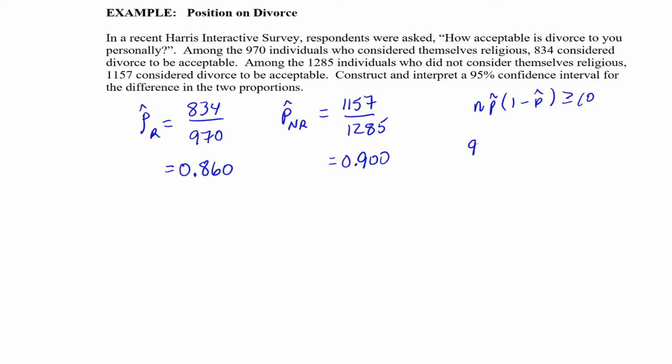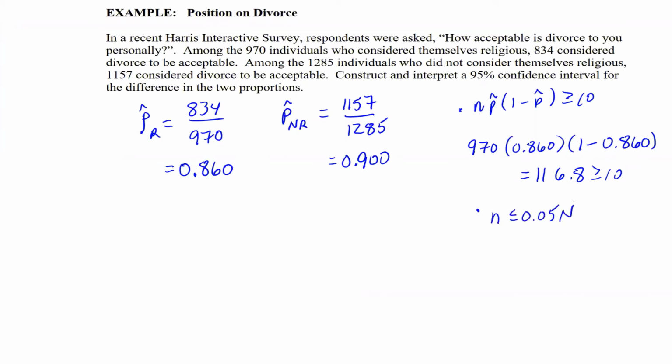So let's say that for the religious folks, that would be 970 times 0.860 times 1 minus 0.860. So 970 times 0.860 times 0.14, I'm getting 116.8, which is at least 10. If we computed n times p hat times 1 minus p hat for the non-religious, it also would be at least 10. So that's satisfied. And then the last requirement is the sample size is no more than 5% of the population size. I don't know how many religious folks there are out there, but I'm sure it's in excess of 1 million. 5% of 1 million is 50,000. We're good there. Same deal for the non-religious folks. And so our model requirements are satisfied.